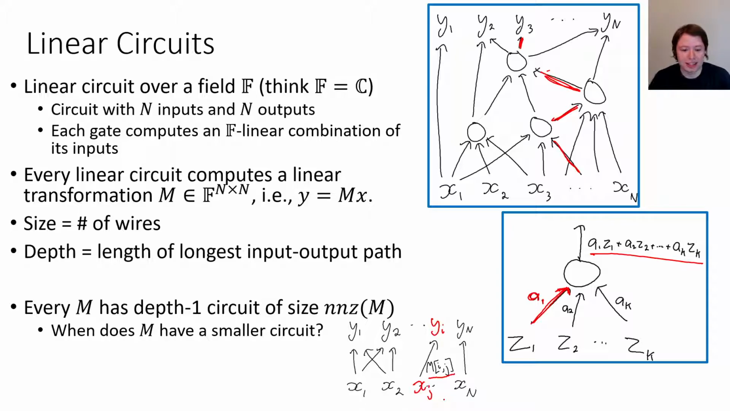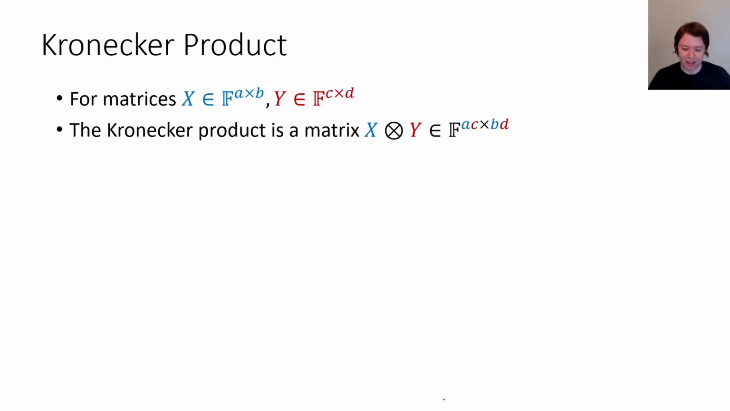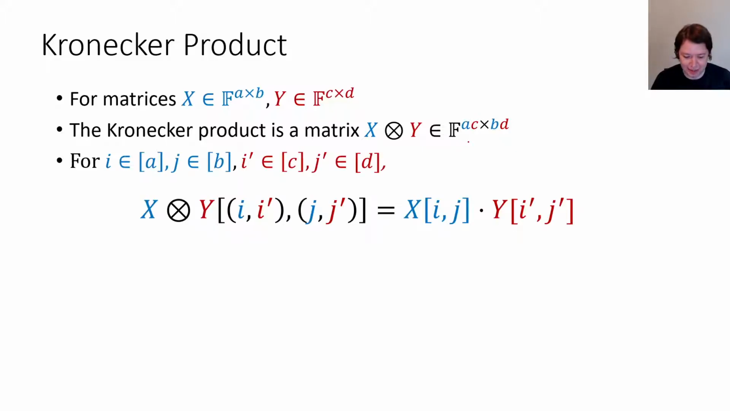Okay, so the matrices we're going to focus on are defined in terms of Kronecker products. Here's the definition if you haven't seen it before. If you have a matrix X that's an A by B matrix, and a matrix Y that's a C by D matrix, their Kronecker product, written with a circled times symbol, is an AC by BD matrix, whose entries are given by this expression. There's a row of the Kronecker product for each pair of a row, one from each matrix, and there's a column in the Kronecker product for each pair of a column from each of the two matrices.